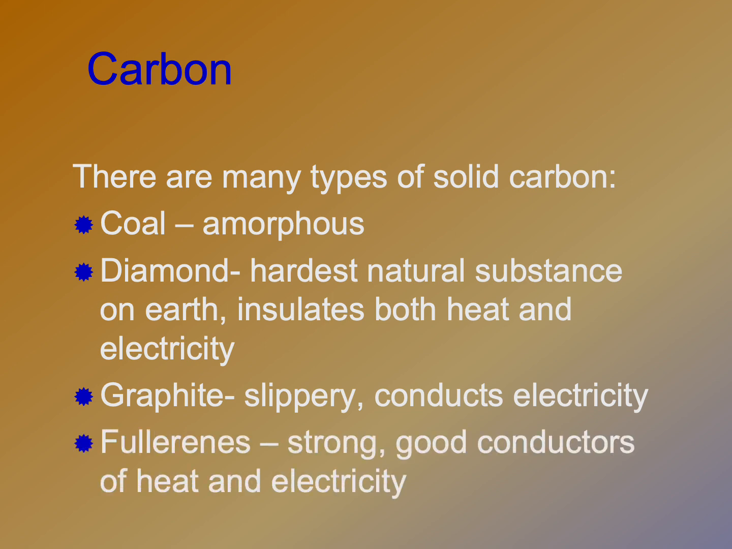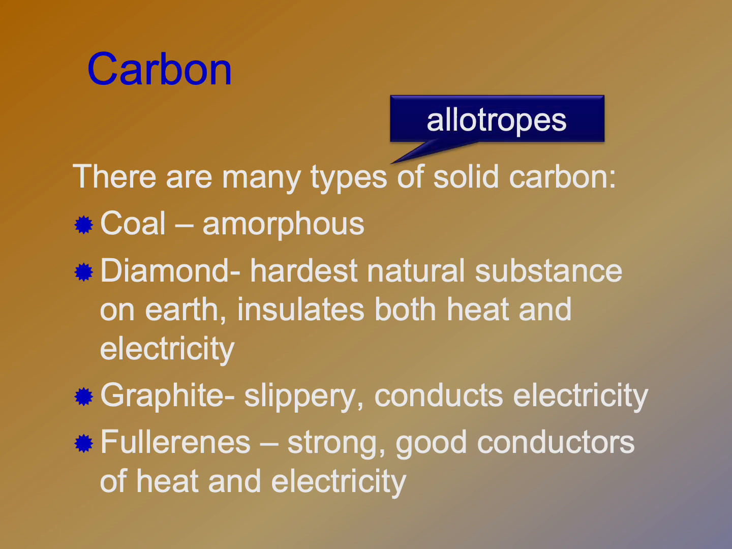One that we're not really going to deal with is fullerenes. These are strong, good conductors of heat and electricity. These are going to be more tube-like structures of carbon. So I'll show you what that looks like in a moment. Since they are all carbon, but there are different forms of carbon, these are referred to as allotropes. So allotropes are different forms of the same element or same compound.